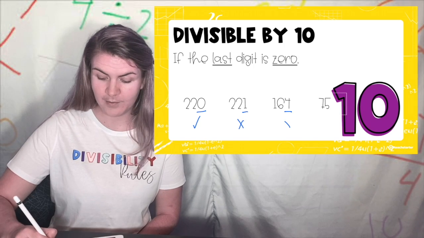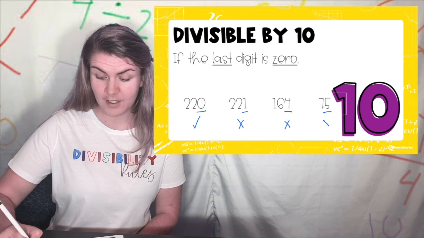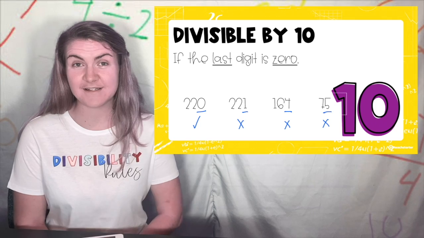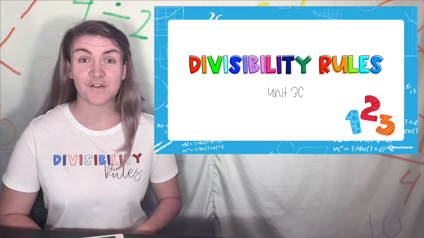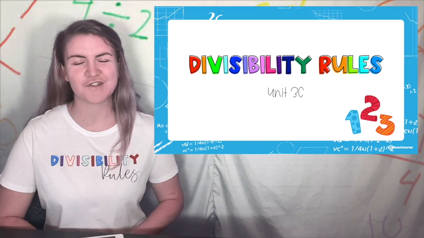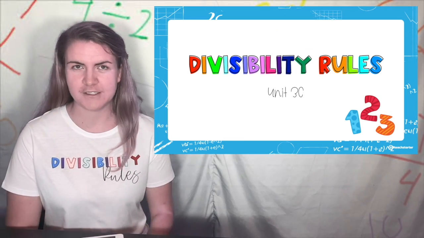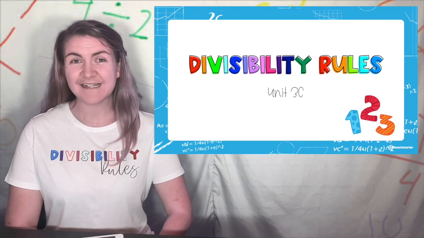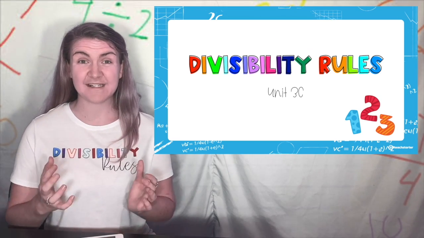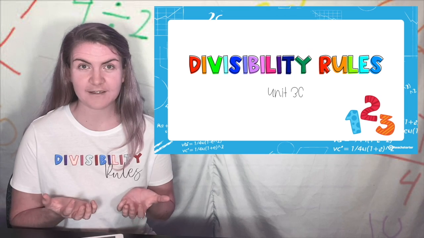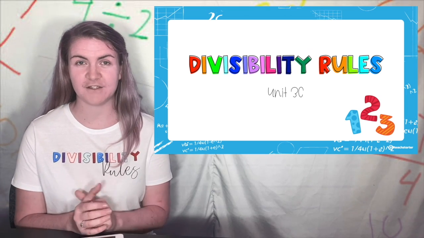164, no. 75, nope. So if the last digit ends in 0, it's divisible by 10. So those first 4 divisibility rules were super easy, and we can just look at the number and know instantly whether or not it's divisible. But it is still super important that we know our basic multiplication and division facts, because that's going to help us for all the rest of the rules.